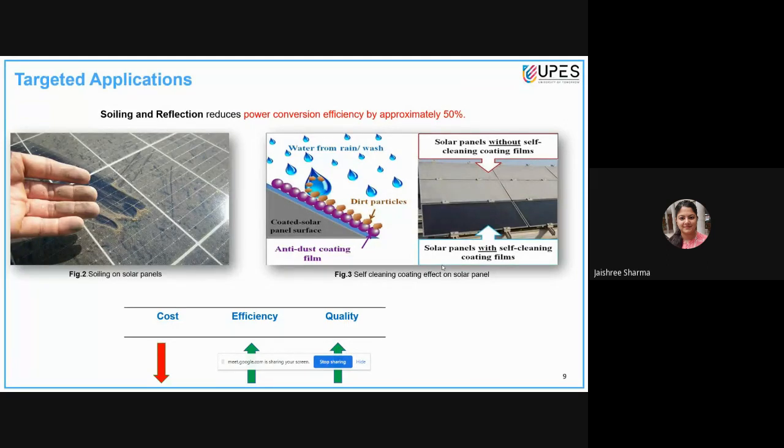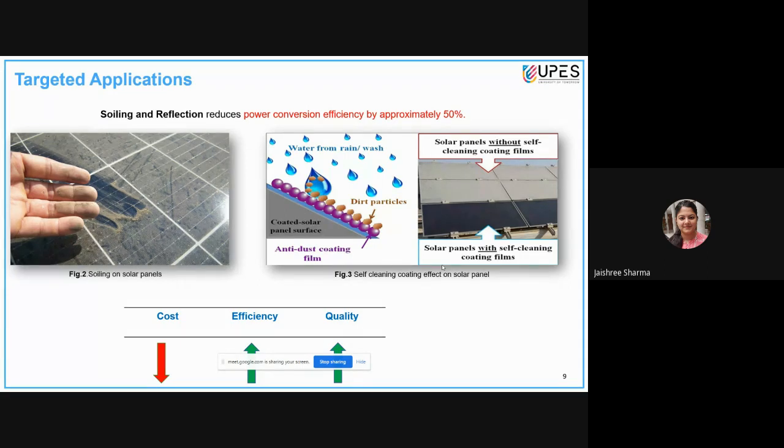Generally, PV modules are covered with glass of approximate thickness 3.3 mm. Soiling refers to the accumulation of dust, dirt, and snow on the PV panels, due to which the power conversion efficiency of the solar panel decreases by 40 to 60% every year, which leads to great energy losses. The solution for this is to cover the PV panels with self-cleaning coatings or self-cleaning surfaces, from which the optical transparency will increase, and as a result, there will be a greater power conversion efficiency.